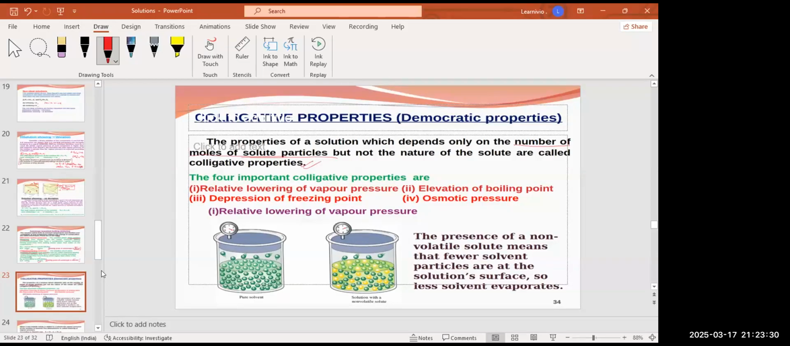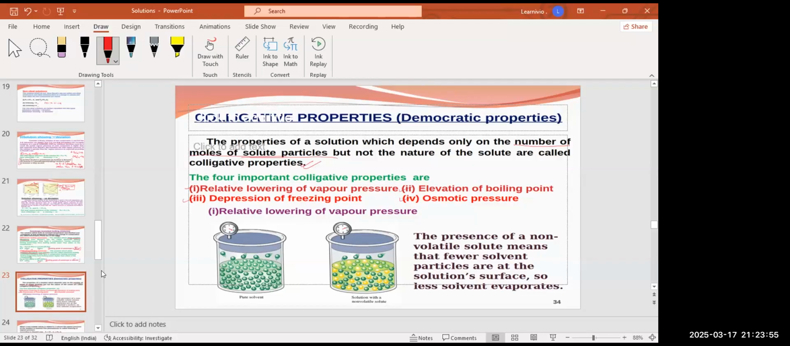Okay, so basically there are four important colligative properties. First one is relative lowering of vapor pressure. Second one is elevation of boiling point. Third one is depression in freezing point. And the fourth one is your osmotic pressure. Okay, we will see one by one in details. First is your relative lowering of vapor pressure.